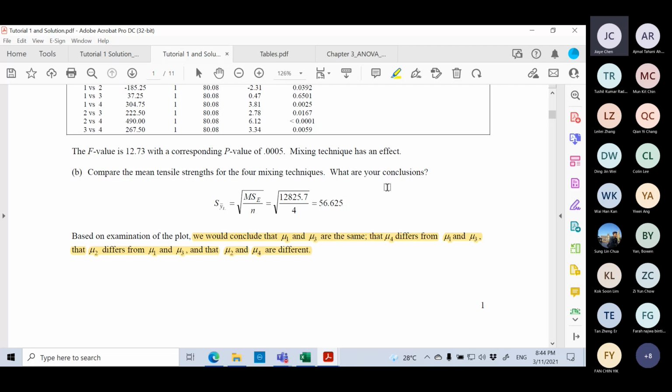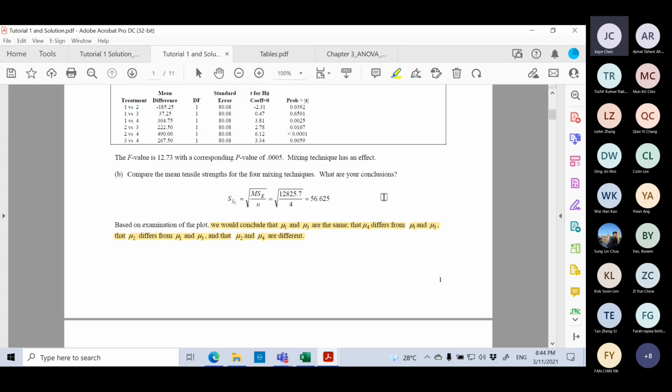Professor, I had a question. Yeah. Hello. So the Minitab output. When I use R and I use the Tukey test, I get a different result. Correct, they are different.